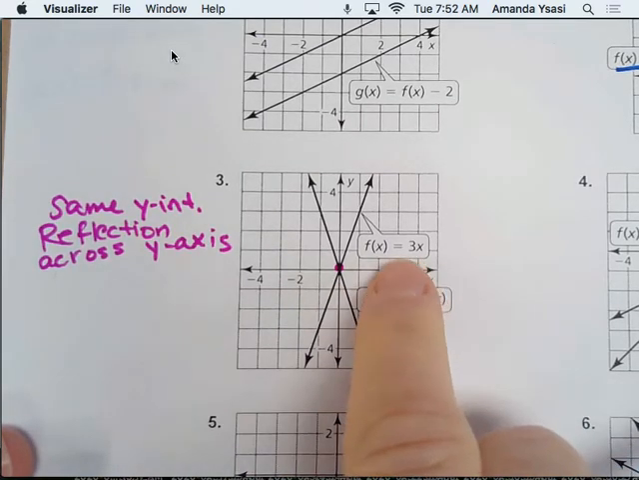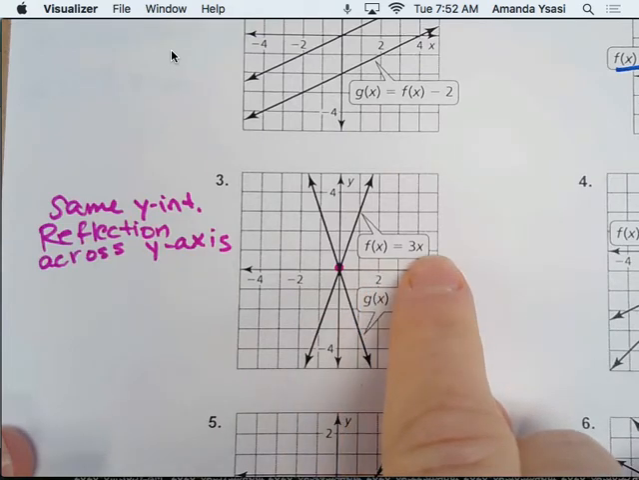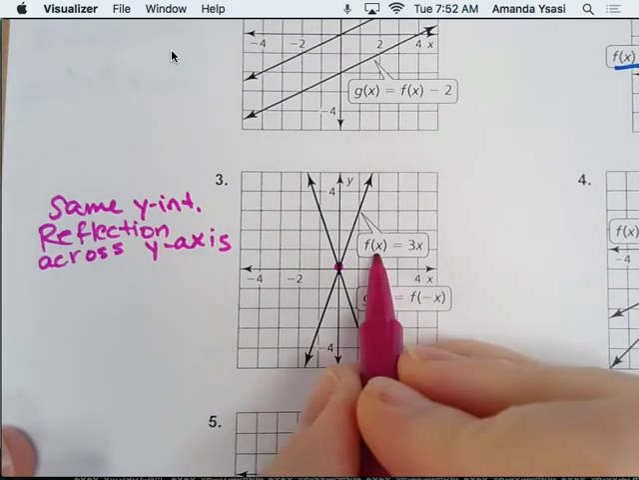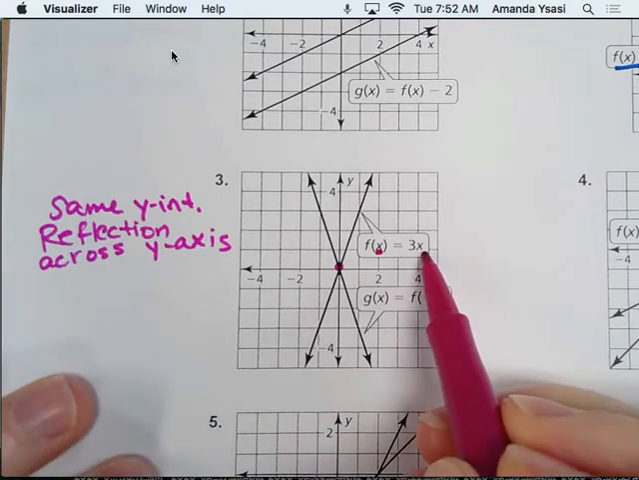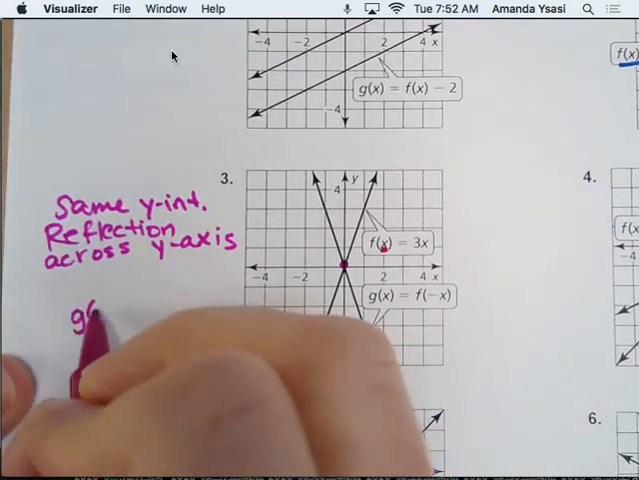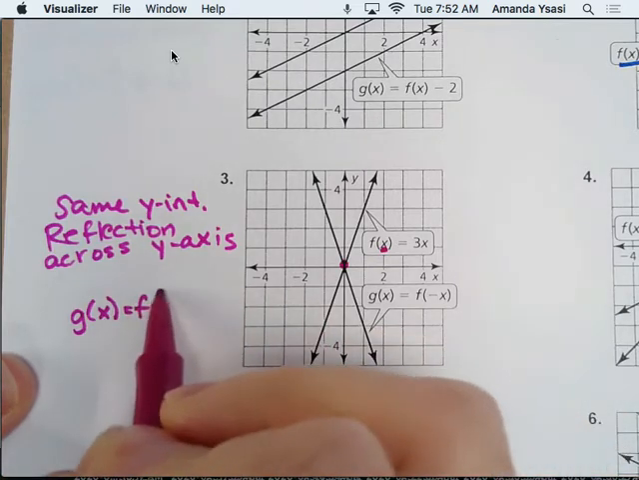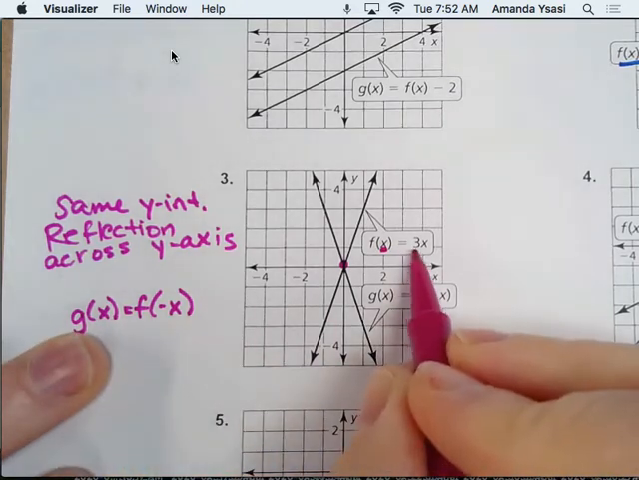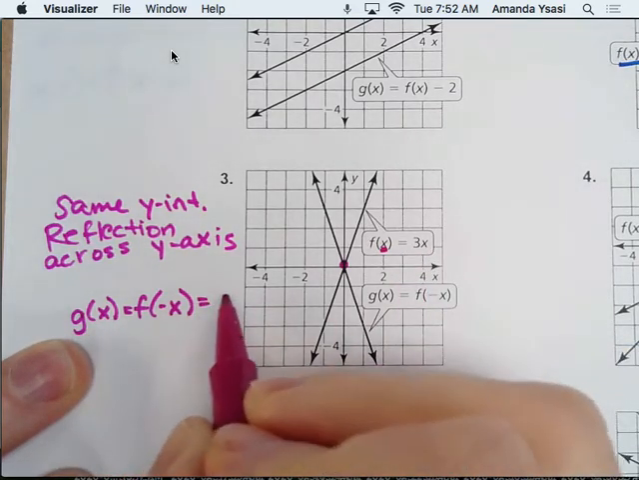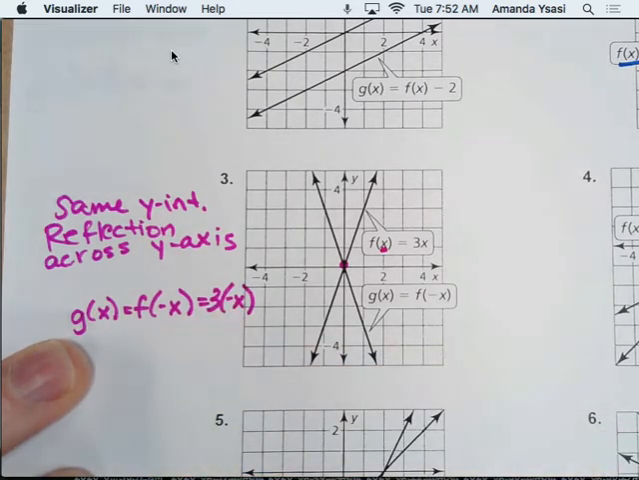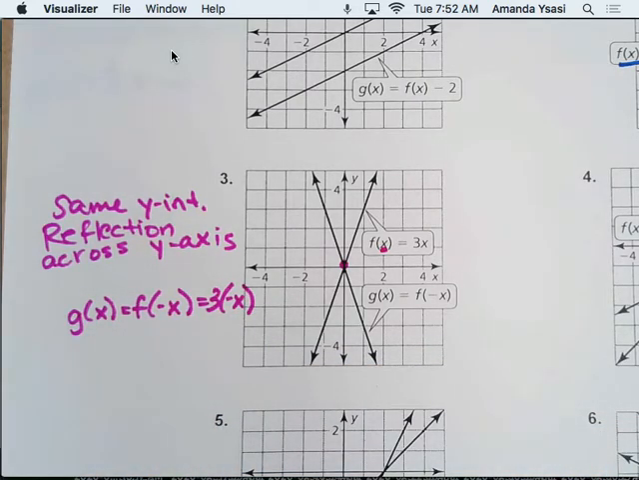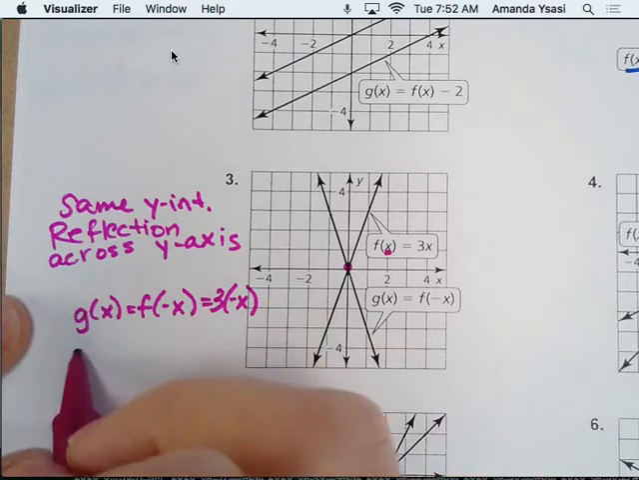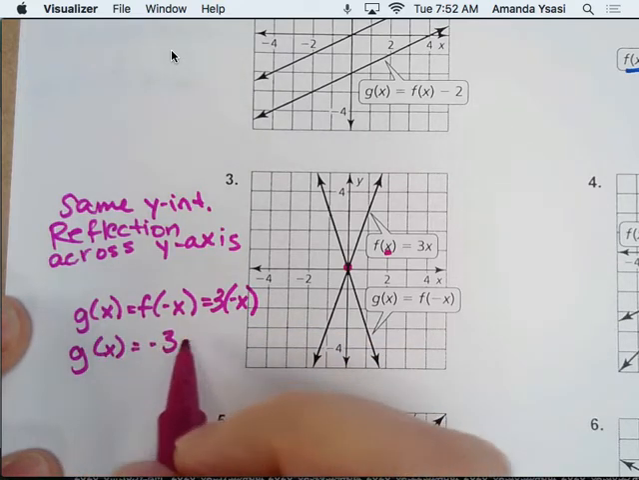f of x is our original function. It's f of x equals 3x. And then g of x is f of negative x. So that means we are replacing the x of f of x with a negative x. So in order to get g of x, you're going to do f of negative x, which means f of x is 3x, but you're going to plug in a negative x. And this is multiplication. So if you do 3 times a negative x, then you get negative 3x.